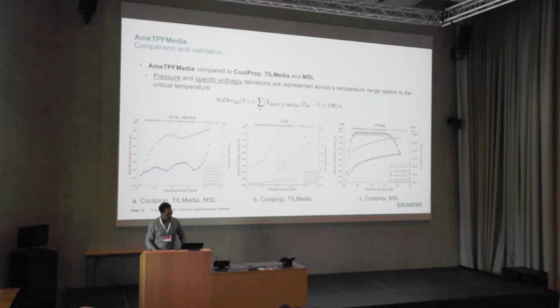So the first one on the bottom left, we can see CoolProp, Steel Media, and MSL library results compared to AmeTpf. We can see that the deviation is quite acceptable for CoolProp and Steel Media. For the CO2, it's quite acceptable too. And for R134A, it's almost negligible between CoolProp, MSL, and AmeTpfMedia.